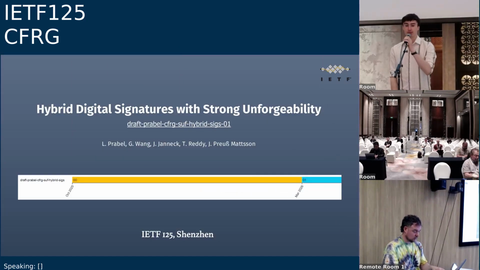Hi everyone. I will give an overview and an update of our draft about hybrid digital signatures with strong unforgeability. It was updated earlier this month. This work proposes two hybrid constructions, combining post-quantum and traditional components, aiming at strong unforgeability security.